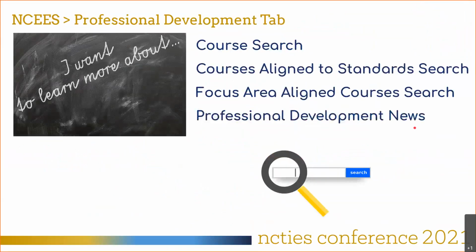So when we're on the Professional Development tab, you need to think about what you want to learn more about. So on the Professional Development tab are 4 areas to help you refine that search. At the top of the page will be the course search. And as you scroll down the page, you're going to find courses aligned to standard search. And then you come to focus area aligned course search. And finally, there is a professional development news section on the Professional Development tab.